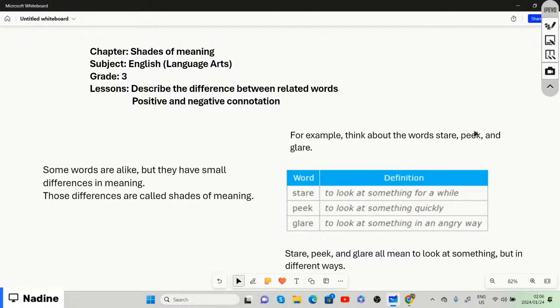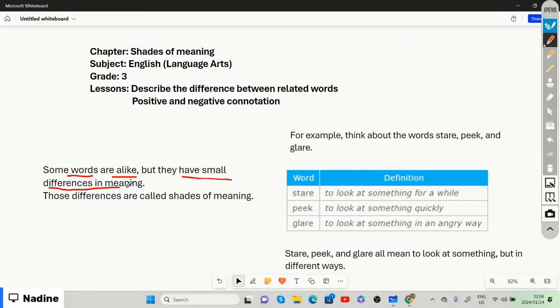So some words are alike, but they have small differences in meaning. And that is why we call it shades of meaning. So we said some words are alike, but they have small differences in meanings. And these differences we call shades of meaning.